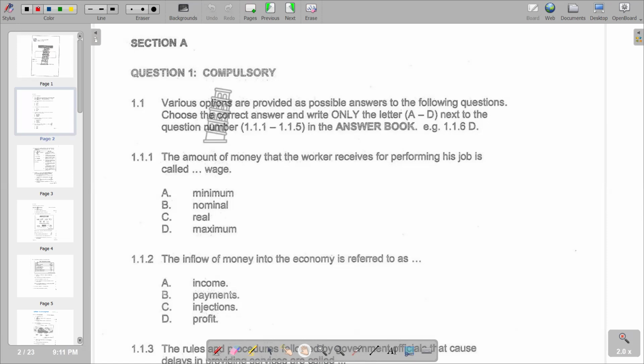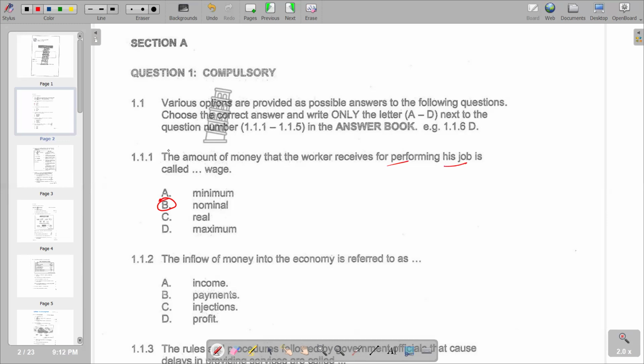So going to our question, the first question is: the amount of money that the worker receives for performing his job is called the dash wage. We're given different options in terms of minimum, nominal, real, and then we've got maximum. So you see that the correct response that we have there is a nominal wage. And remember, if you go to the sentence that we are given, it is the amount of money that the worker receives for performing, as to a nominal wage.